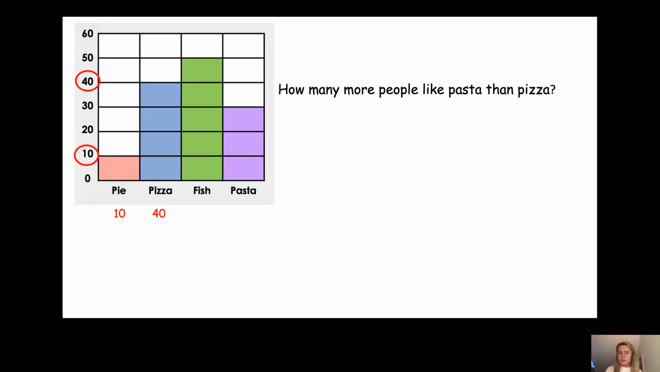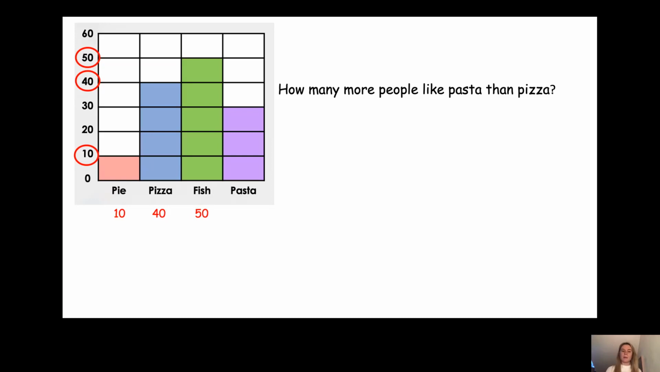Could you pause the video now and see if you can work out how many people prefer fish and how many people prefer pasta? Okay, year 2. Well, let's have a look for fish. Well, we need to draw a line from the top of the block for fish all the way to the y-axis. So there's my line. And what number do we get to on the y-axis? Oh, yes, we get to 50, don't we? So therefore, 50 people have fish as their favourite food.